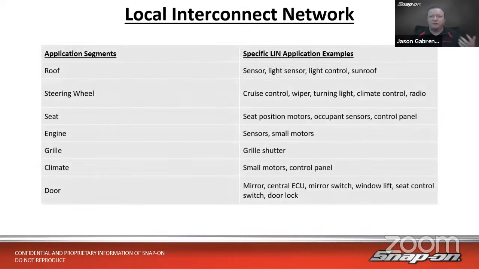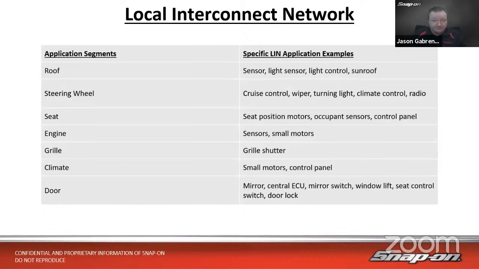So things that we would use LIN on: sunroof controls, lighting controls, steering wheel. Pretty much most vehicles nowadays, any of the buttons on the steering wheel, and there can be a lot of buttons on a steering wheel now, those are often LIN. Seat motors, occupant sensors, control panels for the seats, engine sensors, and small motors, just the inconsequential stuff, not really the throttle or anything of that nature, but smaller things. Grill shutters, active grill shutters are pretty common nowadays. Climate control, my blend door actuators, etc. How about doors, mirrors, mirror switches, window lift motors?